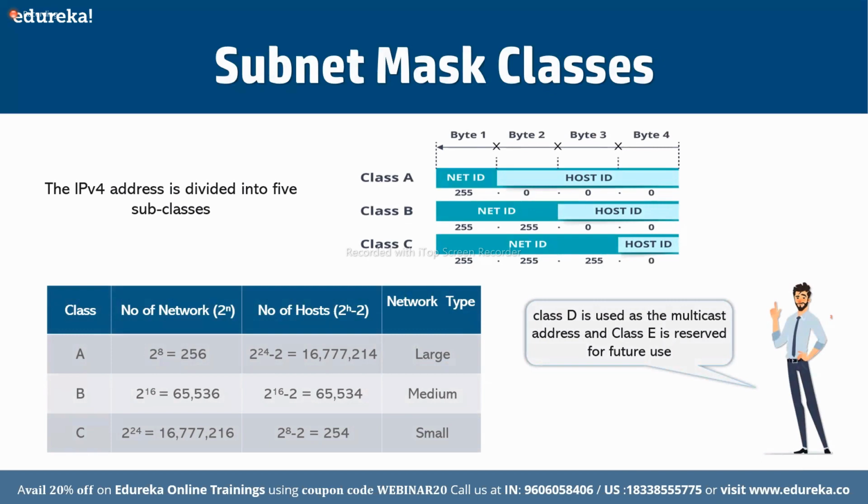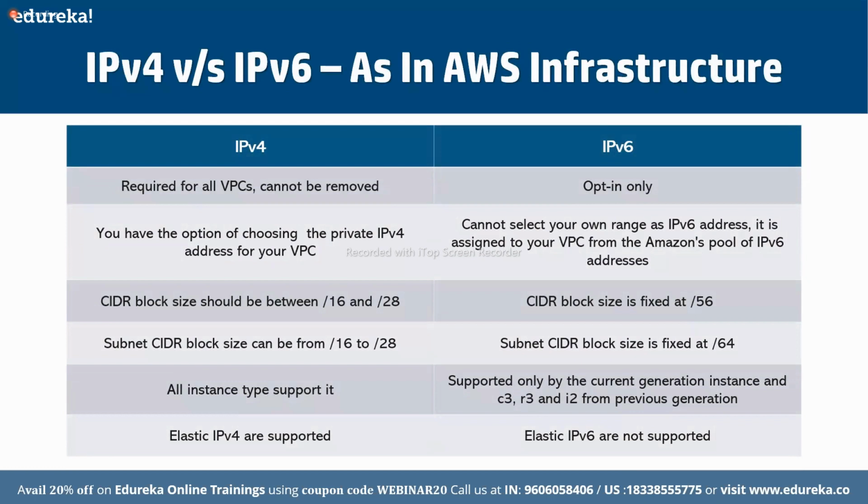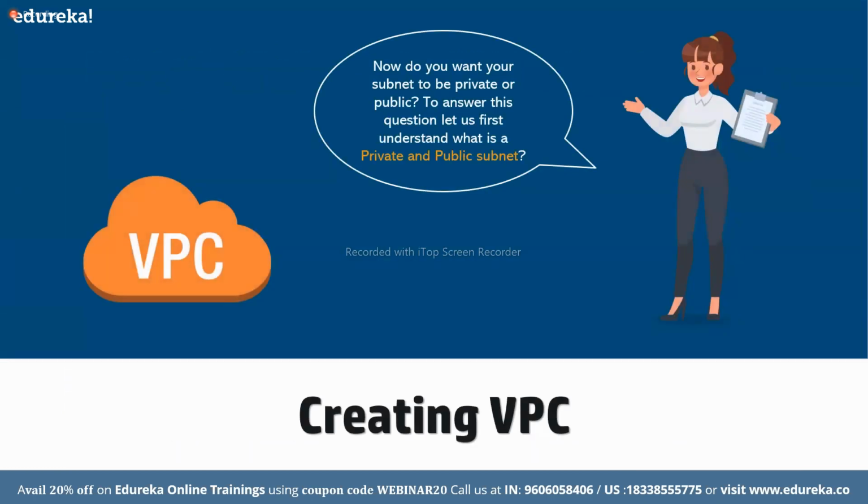Now, how to calculate? You can either calculate it manually or do it via cidr.xyz. So cidr.xyz is a website which does these things for you automatically. Then this is the difference between IPv4 and IPv6, where IPv4 is the older one, IPv6 is the newer one, and it will support all the modern networking stuff.